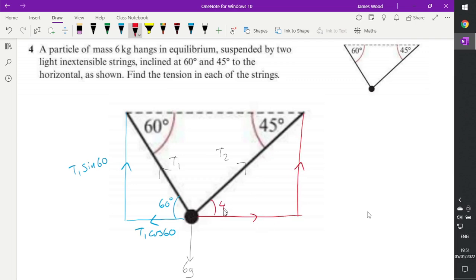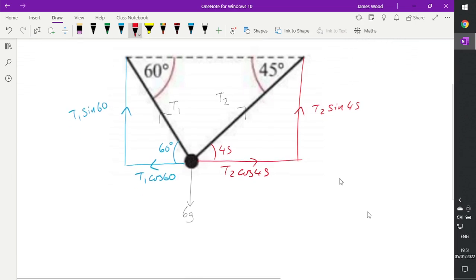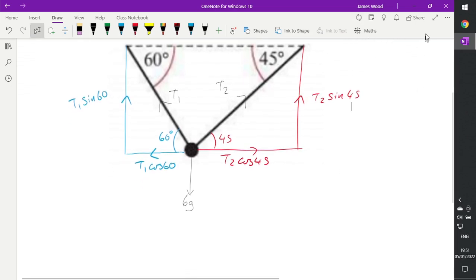So this is 45. So this is T2 cos 45. And this is T2 sine 45. So we've now resolved all of our forces. And now I've just got to resolve them to form some equations and solve it.